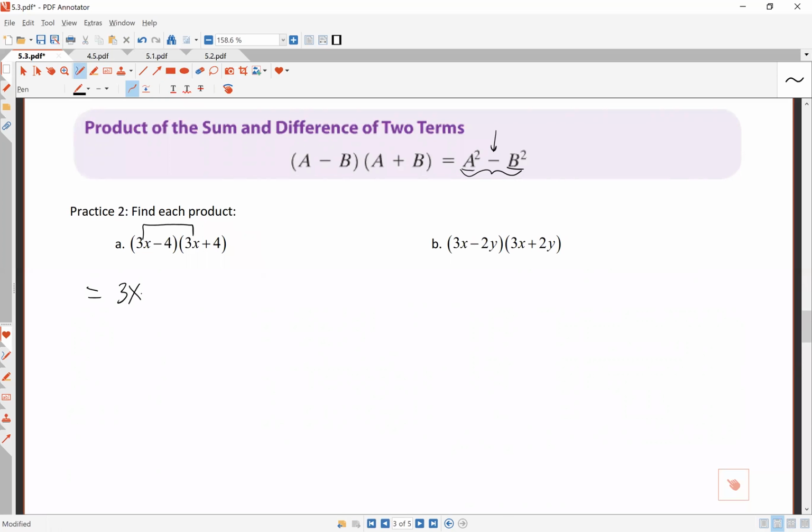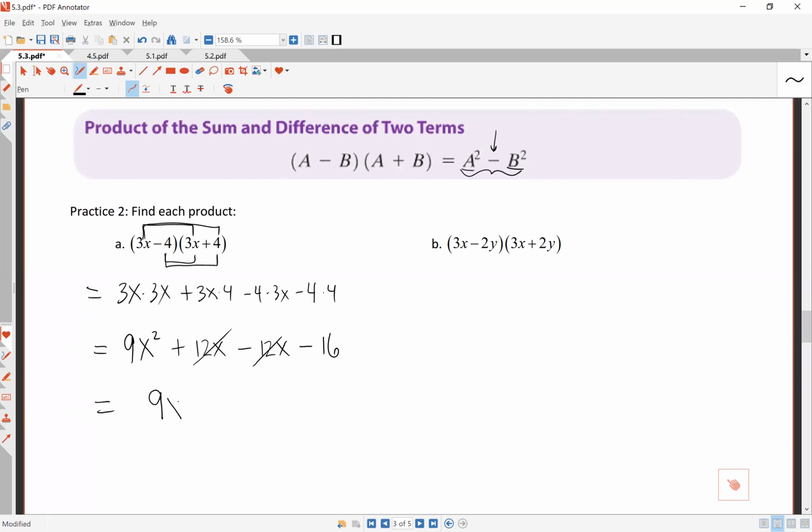3x times 3x is that perfect square of 9x squared. 3x times positive 4 and negative 4 times 3x. This gives me 12x minus 12x. The last terms are negative 4 times 4, which is minus 16. The middle terms cancel, and we're left with 9x squared minus 16.